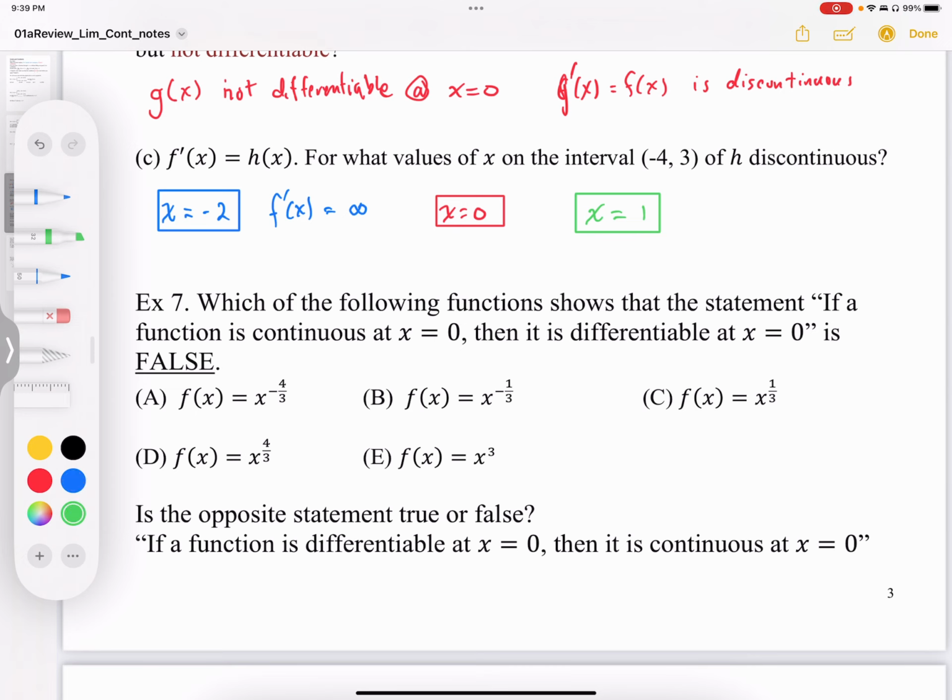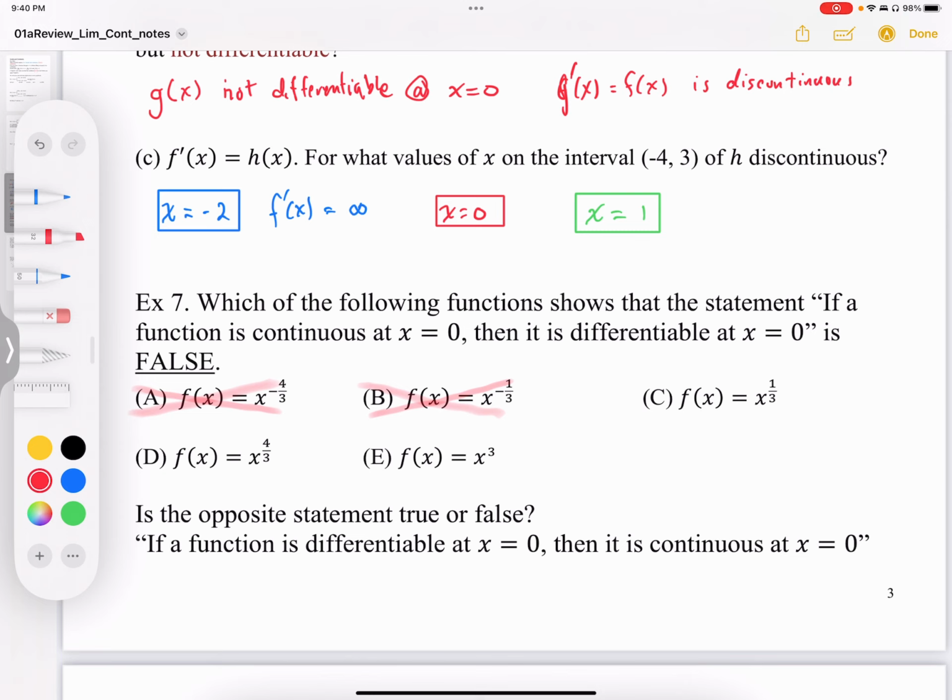Okay, well, one of the things that we could do is differentiate these to work this out. We can analyze the graphs as well. So in this case, for A, f of x is equal to x to the power -4/3. There's already a vertical asymptote here, so we know that this is discontinuous at that point. Okay, so it fails the first test. So we can say that that is false because it's discontinuous. Same with B. B is already in the denominator, so it already has a vertical asymptote. So again, it doesn't pass the continuity test.